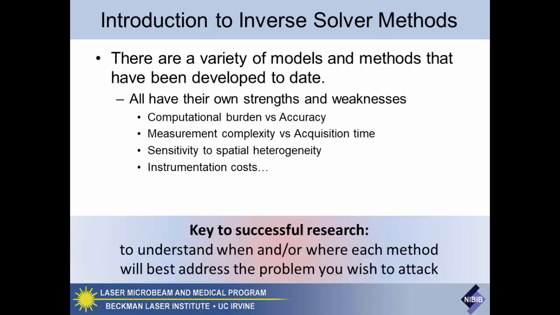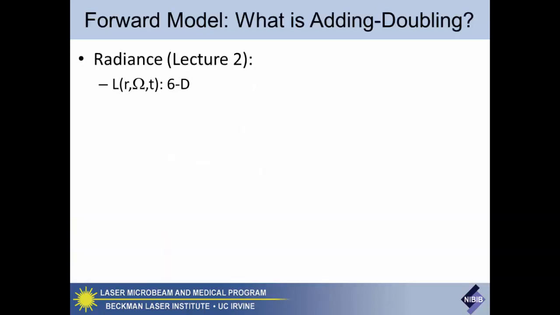So, just as a general theme, in my mind, the key to successful research is to understand when and or where each method would best address the problem that you wish to attack. So again, an awareness of what's out there will help you narrow down to say, if this is what I'm looking at, these are the challenges with the particular clinical problem that I'm looking at. What are my options? What do I give up going with one approach versus another? And that kind of informed approach will give you the best opportunity for success. So that was just kind of a general pretext.